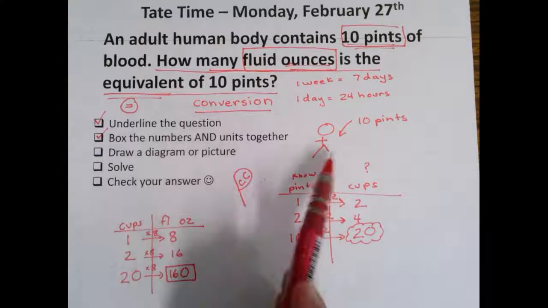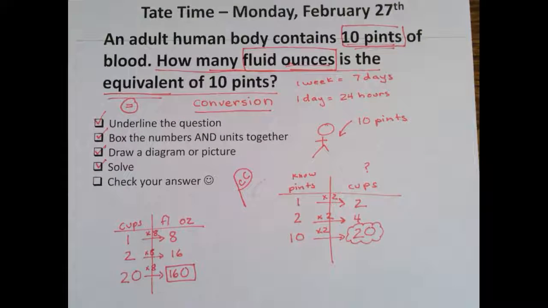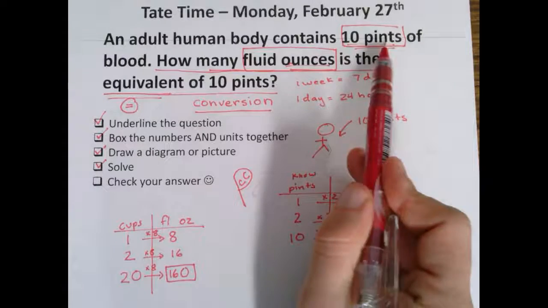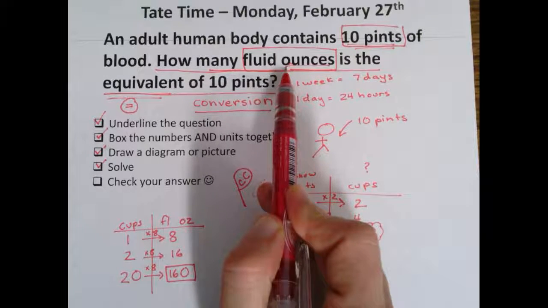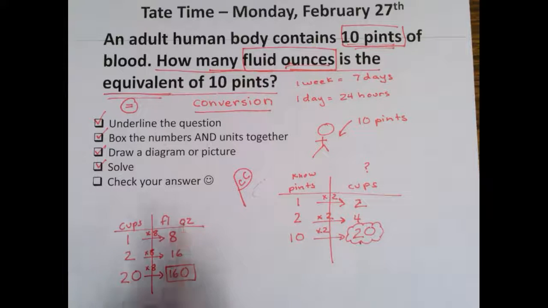So we drew a diagram to help us out. I think we solved it. Let's go back and make sure we got it. So we started with 10 pints, and we're changing pints to fluid ounces. On our chart, we know that 1 pint is equal to 2 cups. So I first changed 10 times 2, which made 20 cups. Then I had to change my cups to my ounces. I know that in every cup there's 8 ounces. So in 20 cups there'd be 160. So in our body there's 160 fluid ounces of blood.